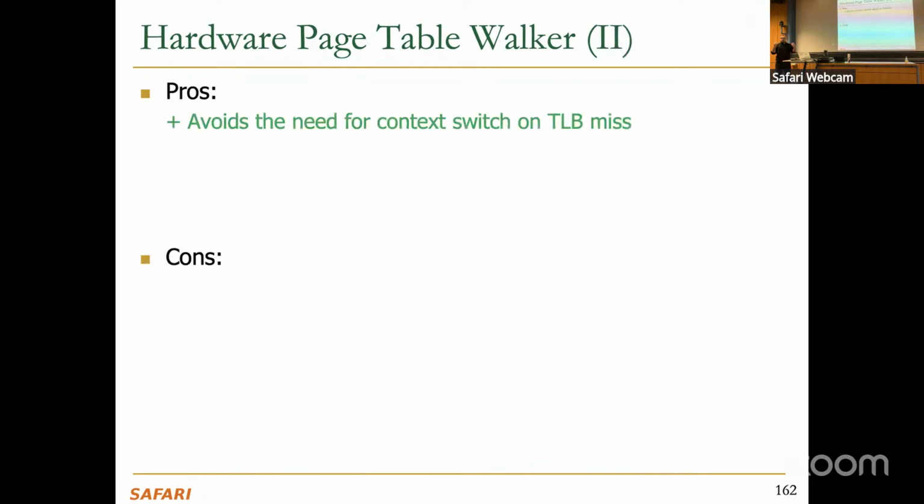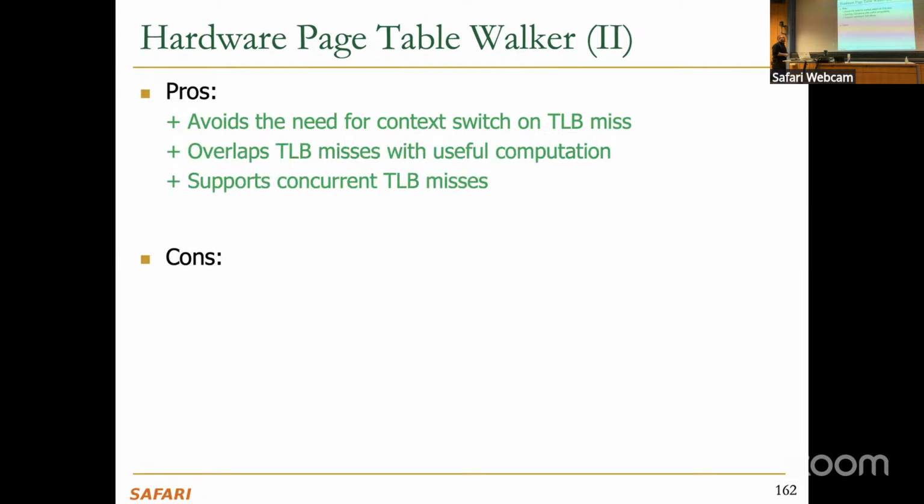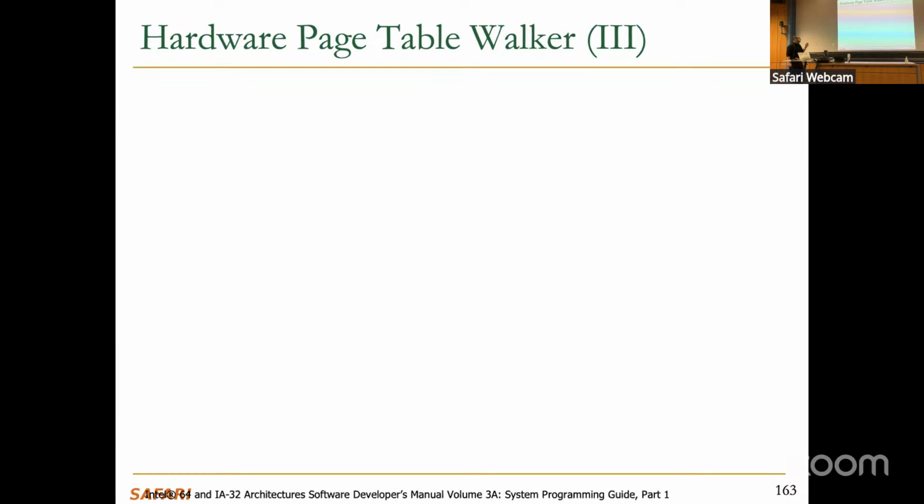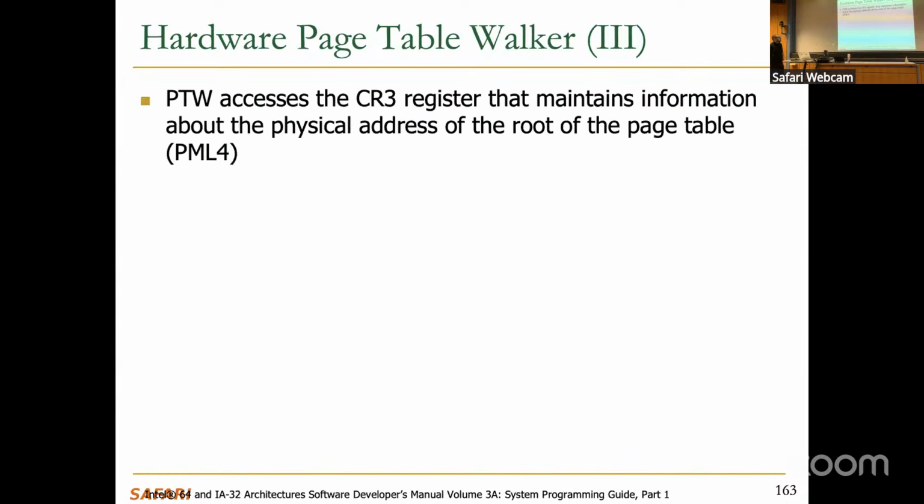What are the pros of having a hardware page table walker? You avoid the context switch in the case of a TLB miss. You overlap the TLB misses with useful computation, and you support concurrent TLB misses. The disadvantage is that you need hardware, with area and power overheads. You have limited flexibility compared to the software page table walk. And that's how the process looks.